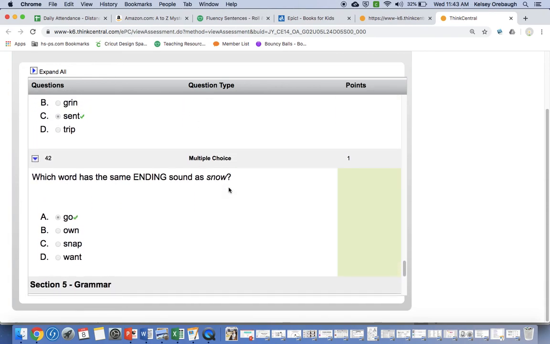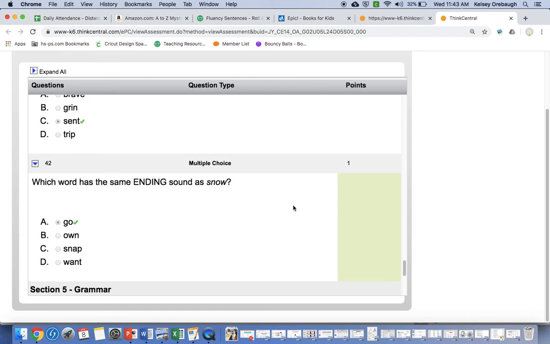Last one. Which word has the same ending sound as snow? Snow. Snow ends in the O sound. We have learned that O-W can make the long O sound. Okay? So we're going to look for words that have the same ending sound O as snow. First word, go. G-O. Snow. Do they both end in O? Yes. Let's look at the next choice.